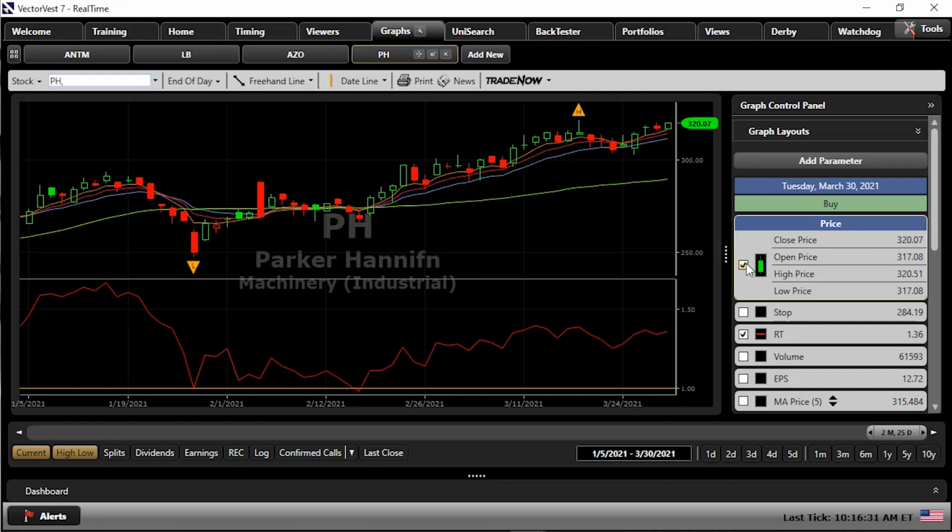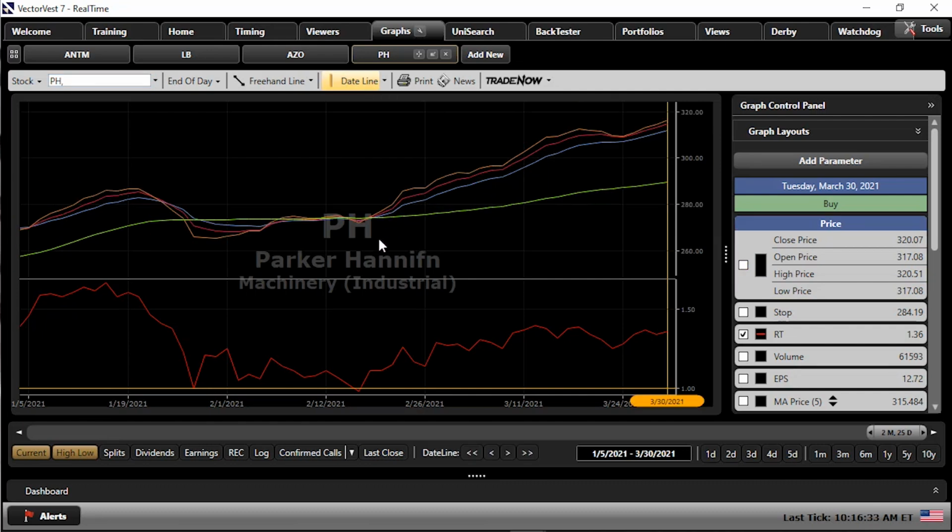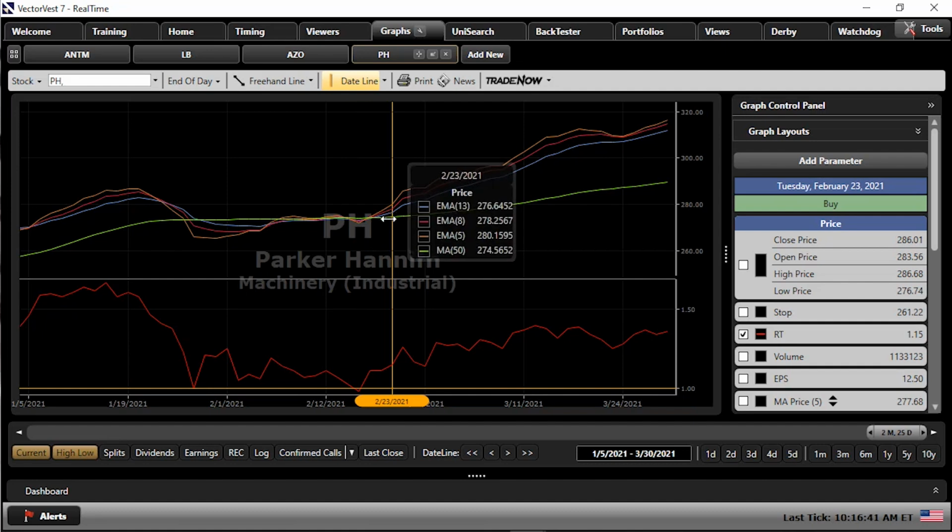So here, I'm going to take off price. Again, we really don't need it here. I see that squeeze happening right here in the middle of February. Didn't really see the fanning of those 3 moving averages until about February 23rd. Relative timing is rising. You could see hitting a new high than we saw back on February 24th.